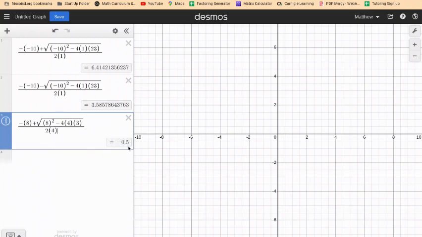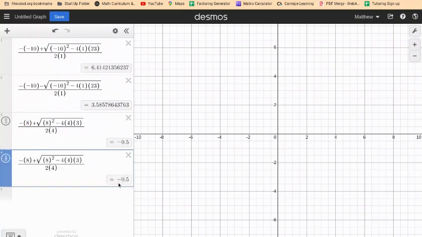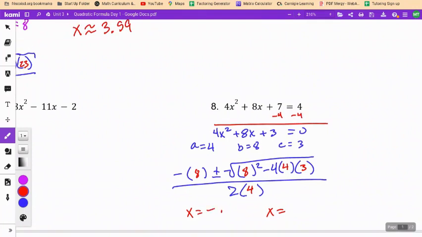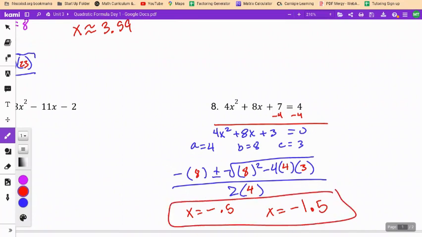So I get negative 0.5 as one of my answers. I copy and paste this, just like you would on your calculator, and change that plus to a minus, and we get another answer of negative 1.5. So x equals negative 0.5 and negative 1.5. Those are my two solutions.